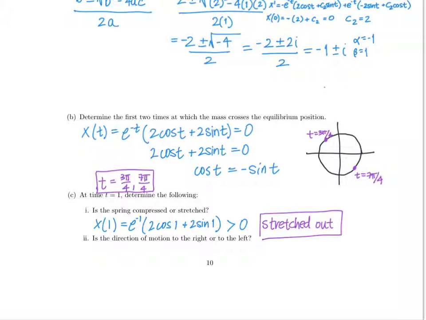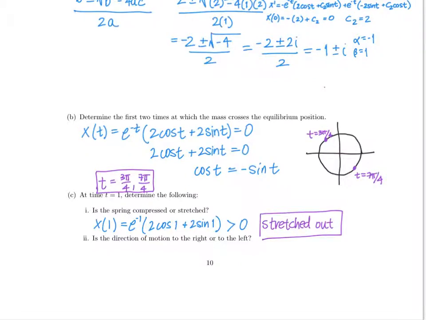Well, direction of motion, moving leftwards, rightwards. x only tells us position. It doesn't tell us where we're headed. But velocity, x prime, that would tell us the direction that we're headed, right?